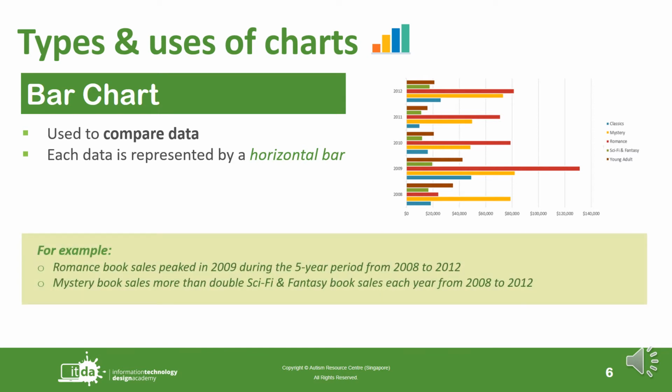So if you were to read the bar chart, you would say something like this. Based on the bar chart, romance book sales peaked in 2009 during the 5-year period from 2008 to 2012. Or you can also say, mystery book sales more than double sci-fi and fantasy book sales each year from 2008 to 2012.